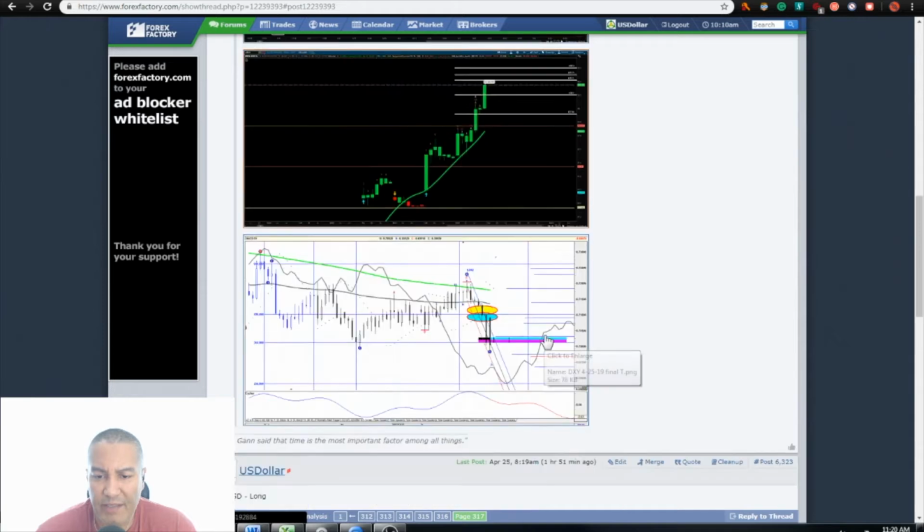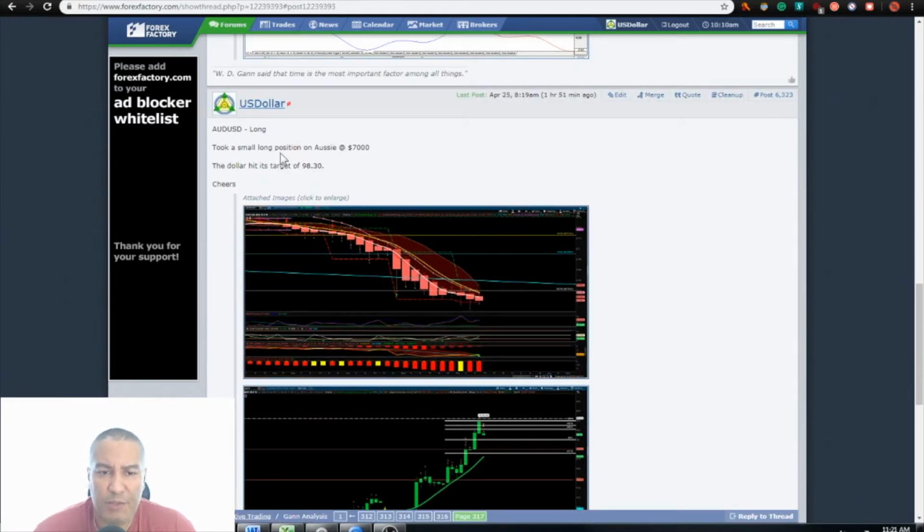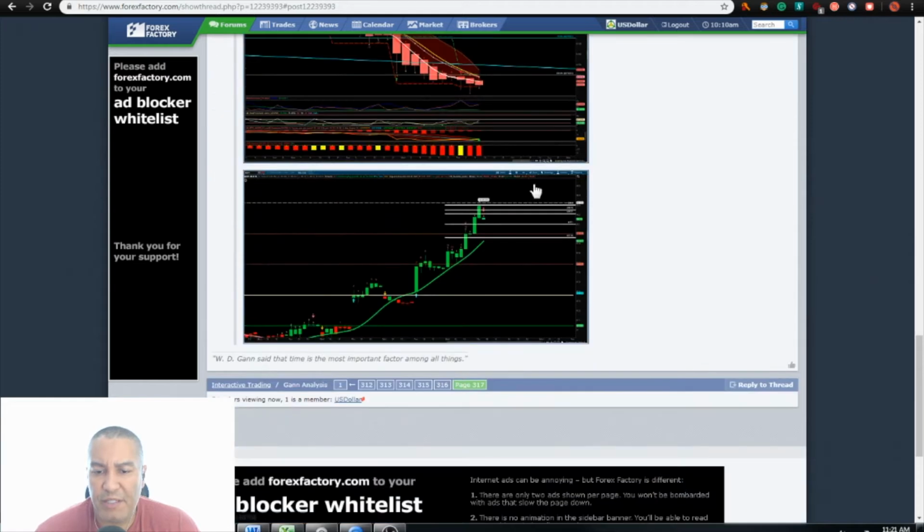I was putting some analysis on the dollar. And this was today. Took a small long position on the Aussie at 70.00. Dollar hit target at 98.30. So my analysis kind of saying that 98.30 might be like a resistance. It could be short term. It could be the swing top. I don't know. But as of right now, I based my long position based on that 98.30 being resistance for the dollar. Maybe it could be a scalp. I don't know. We'll see.